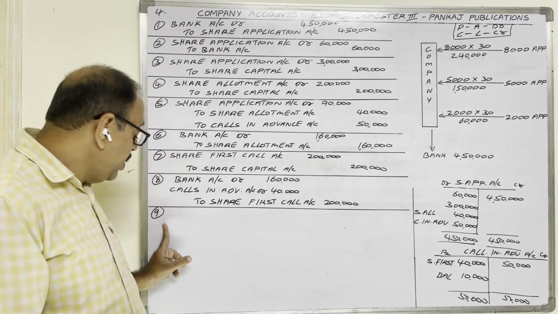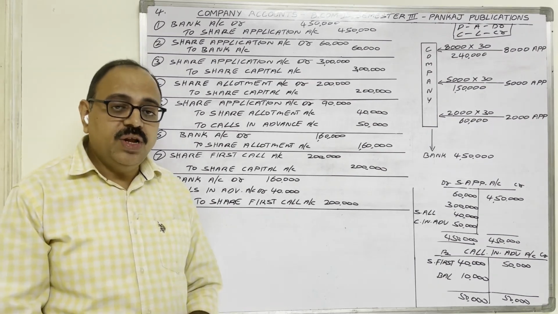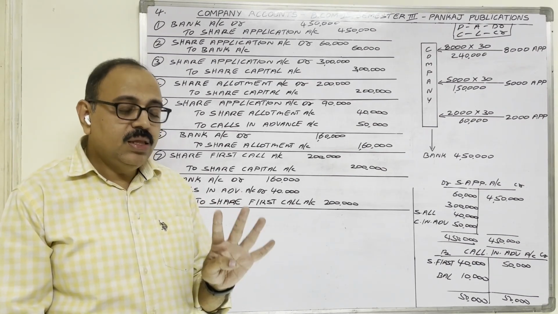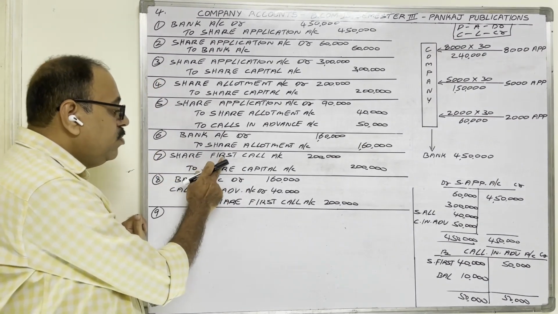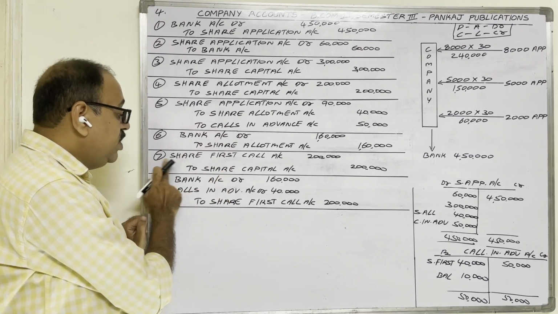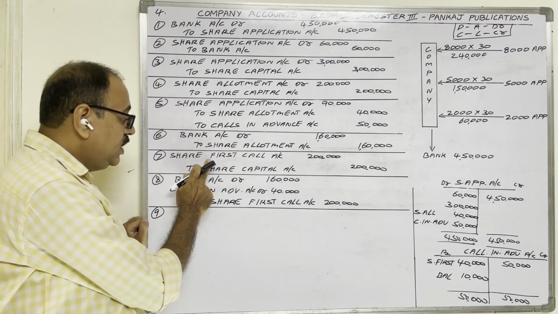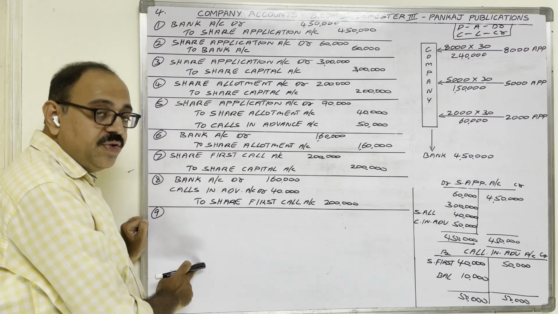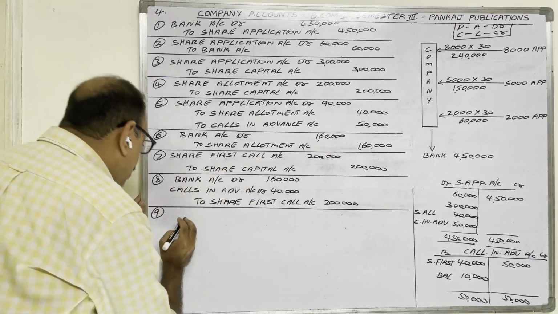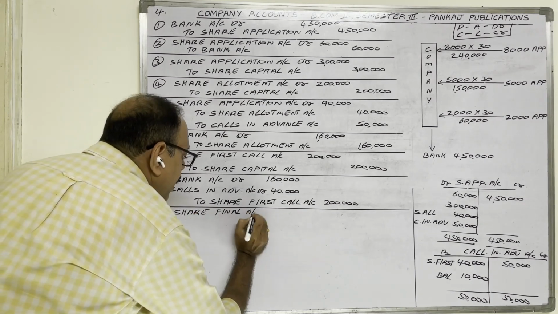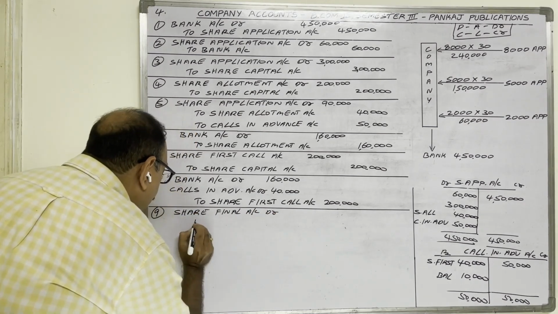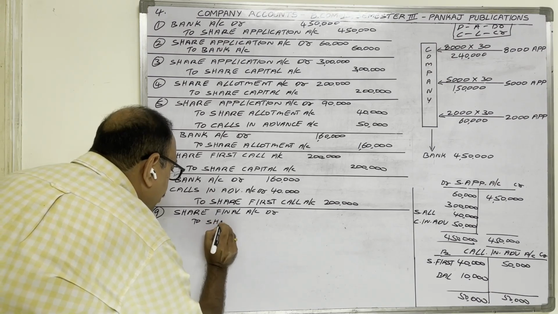Now come to the 9th entry, share final call related entries. First the transfer entry, then the amount received entry. To transfer the first call amount to share capital, we wrote the 7th entry. In the same manner, we have to write the entry here. Instead of share first call, debit share final call account. Share final call account debtor to share capital account.